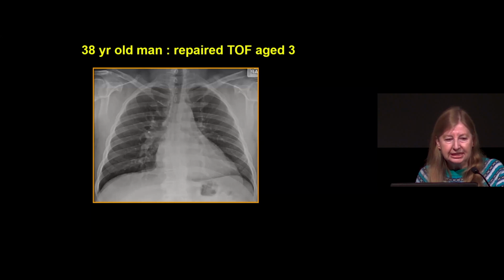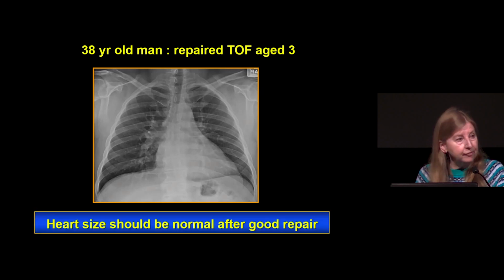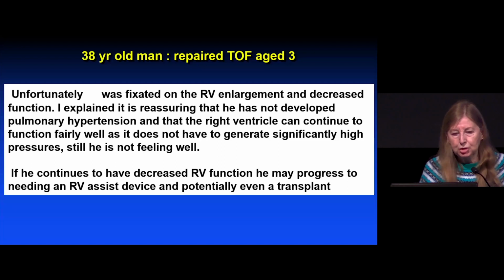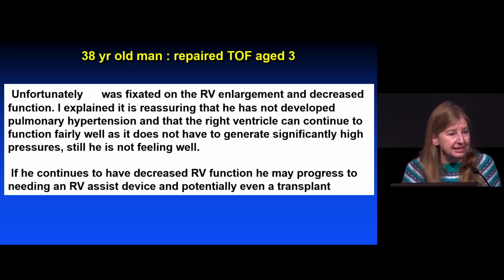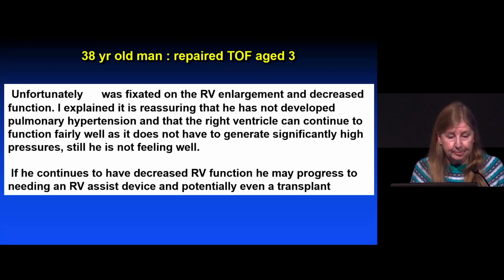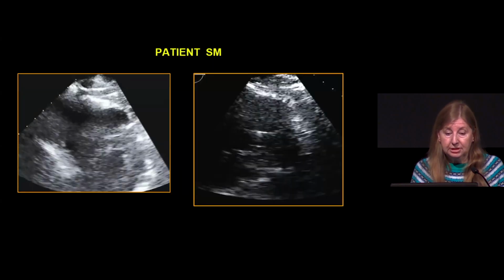But here's a case, a 38-year-old man who had repair of tetralogy at age 3, and look at this chest x-ray. The first teaching point is if the repair is good, the heart size should be normal. Obviously, it's not. This is what his doctor wrote. He was fixated on the RV enlargement and decreased function. I explained it's reassuring he hasn't developed pulmonary hypertension, and that the RV can continue to function fairly well as it doesn't have to generate significantly high pressures, but he's not feeling well. If he continues to have decreased RV function, he may progress to RV assist device and potentially a transplant. And the patient read this and referred himself.